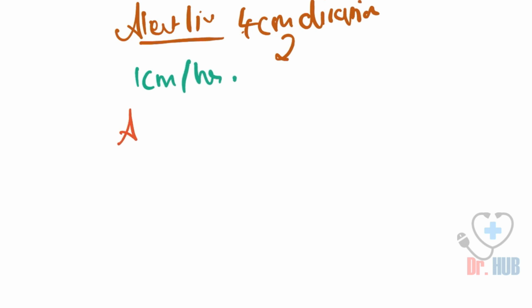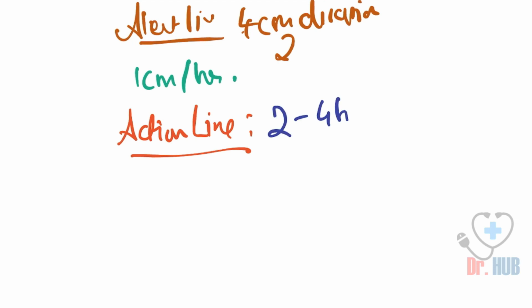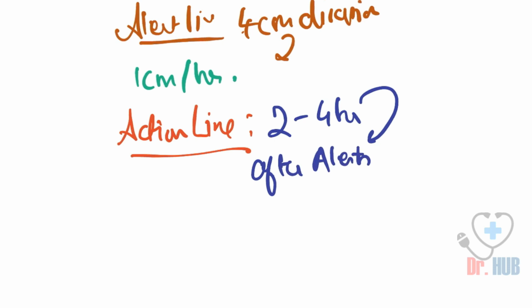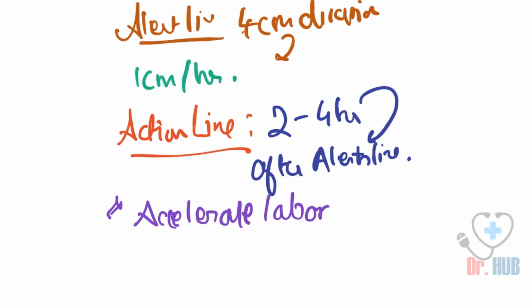Then we will look at the action line. What is the action line? The action line is about 2 to 4 hours after the alert line. It tells us whether to accelerate the labor or not. It prompts the interventions to accelerate the labor. That's what we discussed.